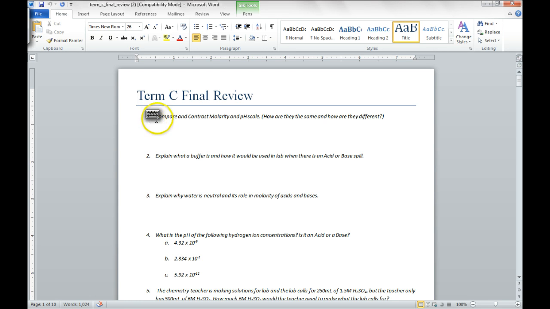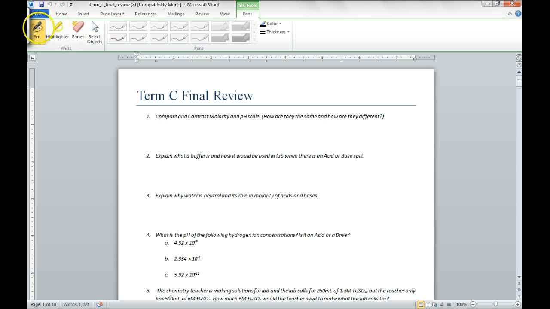So what molarity is, get my pen here. Molarity is going to measure the concentration of the acid or base. So that is how much acid or base is in the solution compared to water.